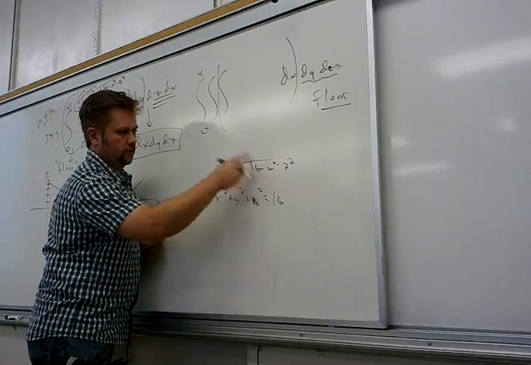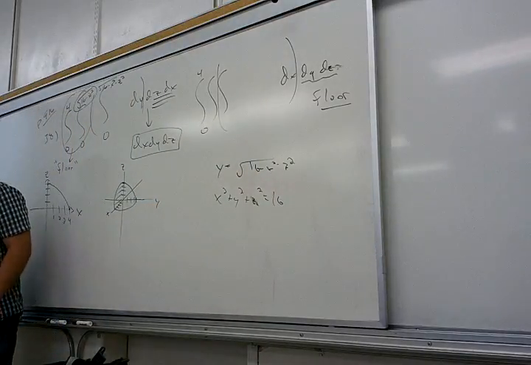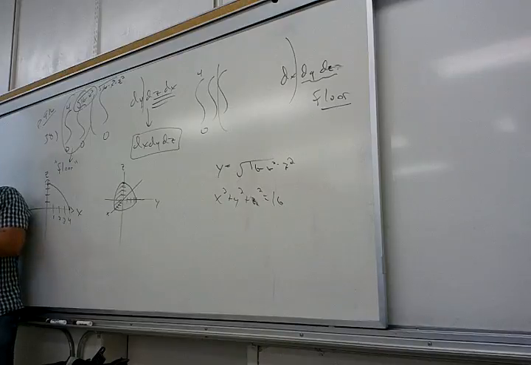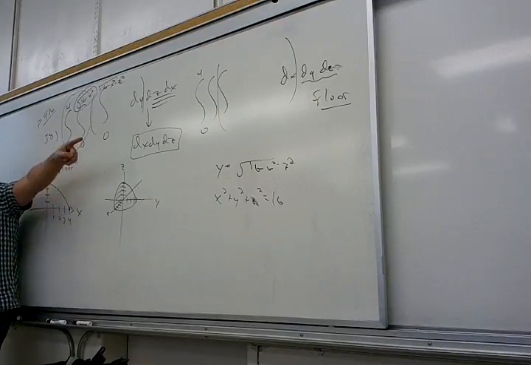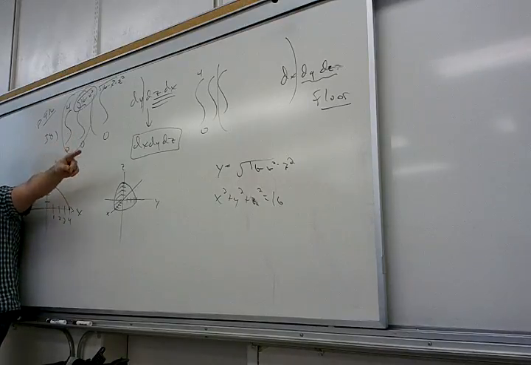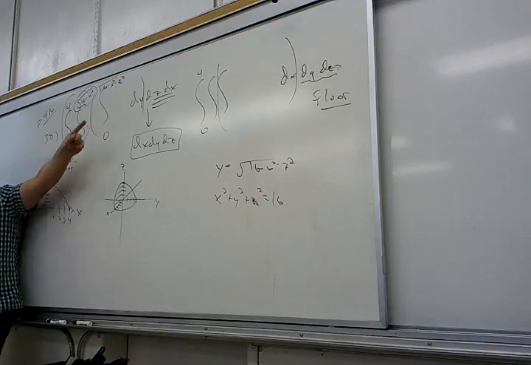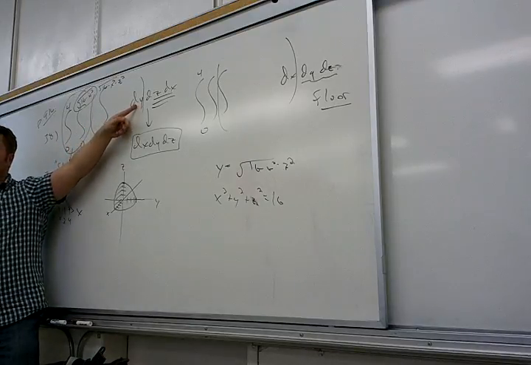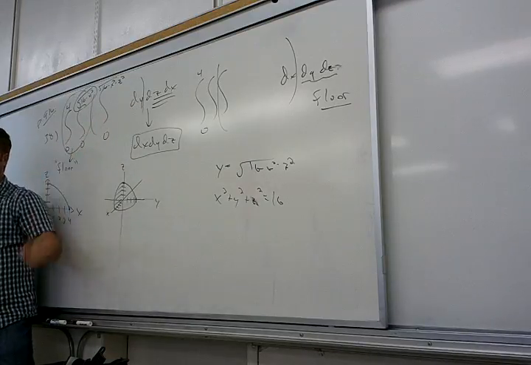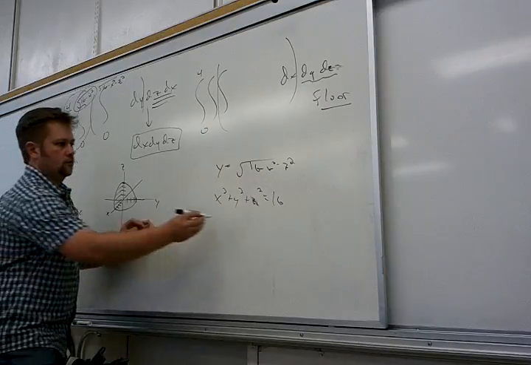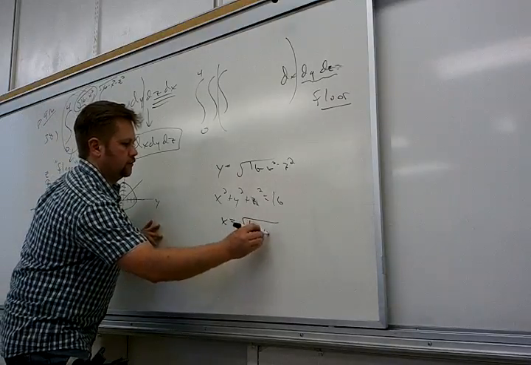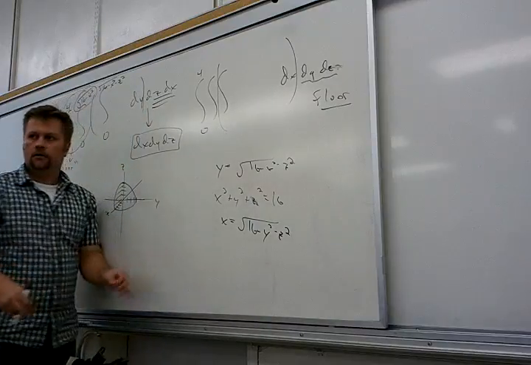Or 4, no, 16, yeah. And now, what do you want to solve for the inner one now? This one was, of course, solved for y. And now I want this inner one solved for x. Yeah, cool. So x equals the square root of 16 minus y squared minus z squared.